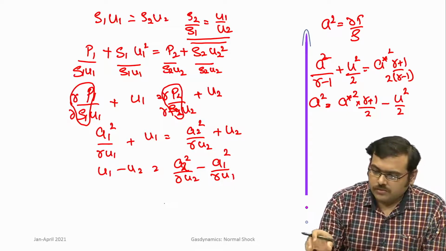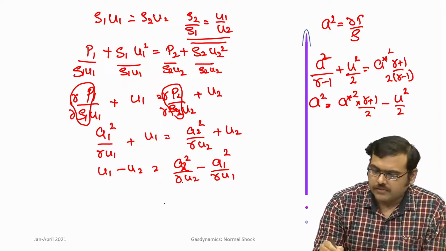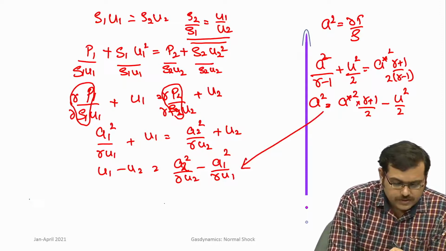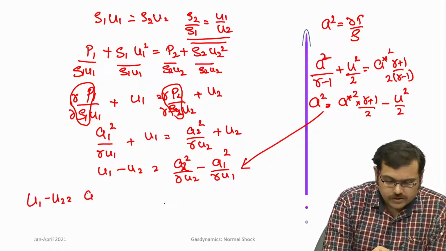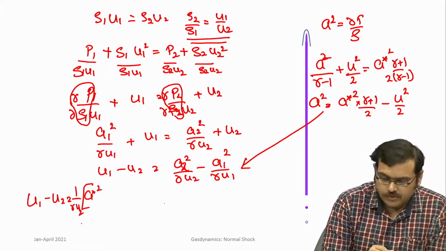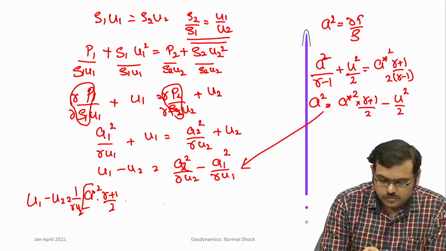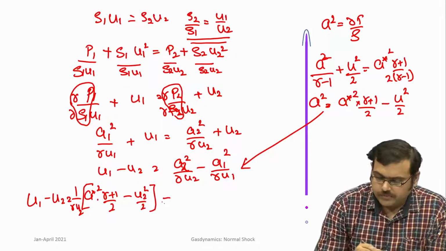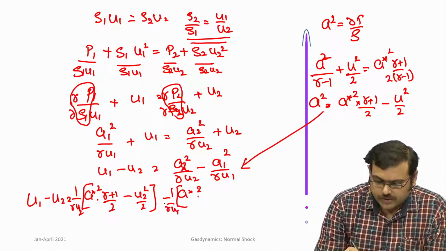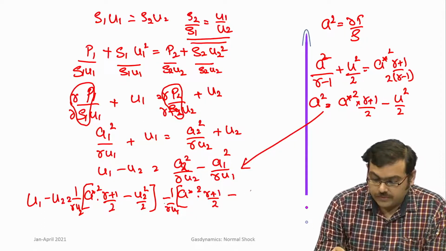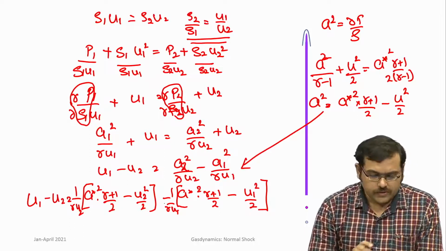Okay, so now the process is just to use this in this particular equation, import it here, so you can get U1 minus U2 is 1 by gamma U2 times A star square times gamma plus 1 by 2 minus U2 square by 2, minus 1 by gamma U1 times A star square times gamma plus 1 by 2 minus U1 square by 2. So you get this equation over here.